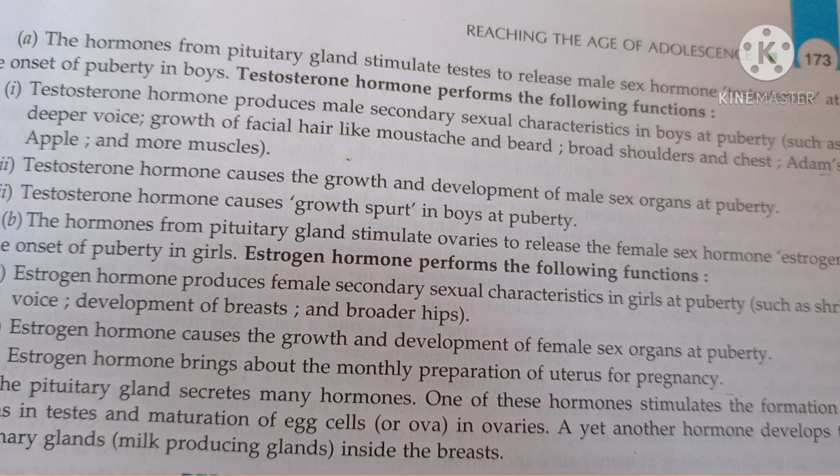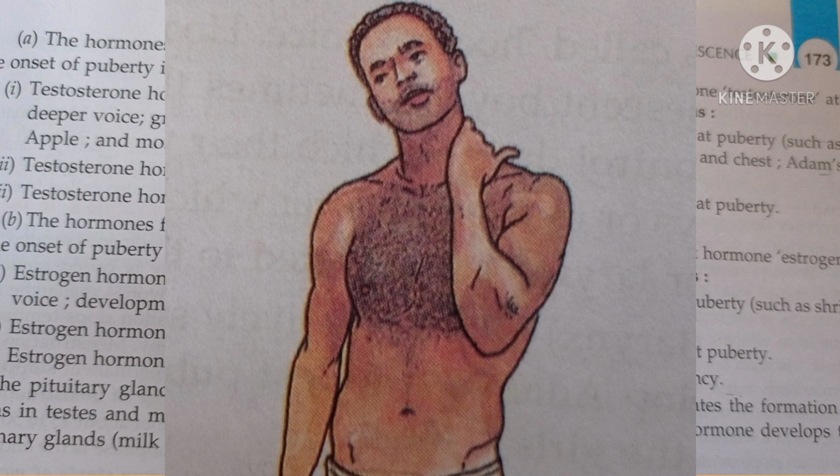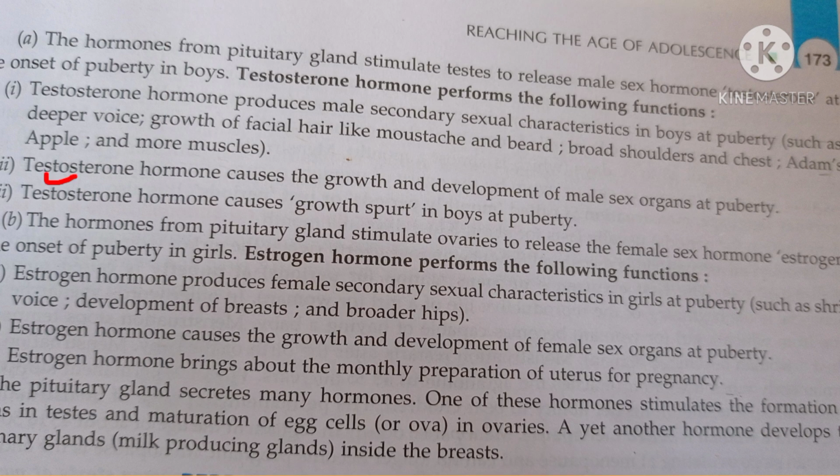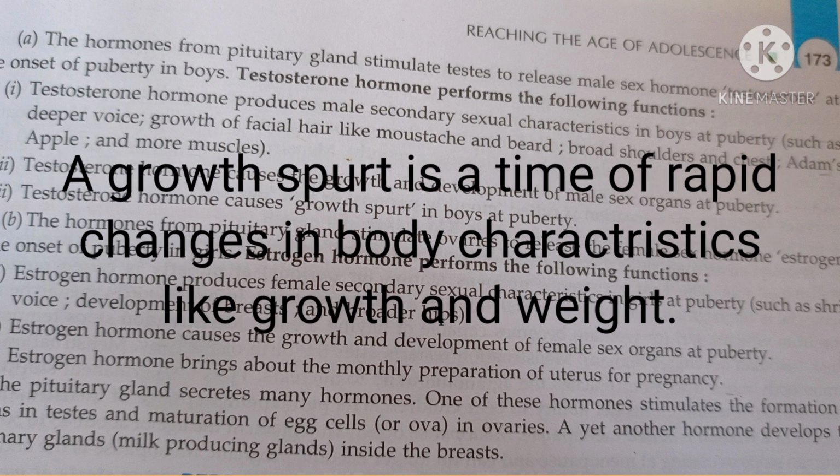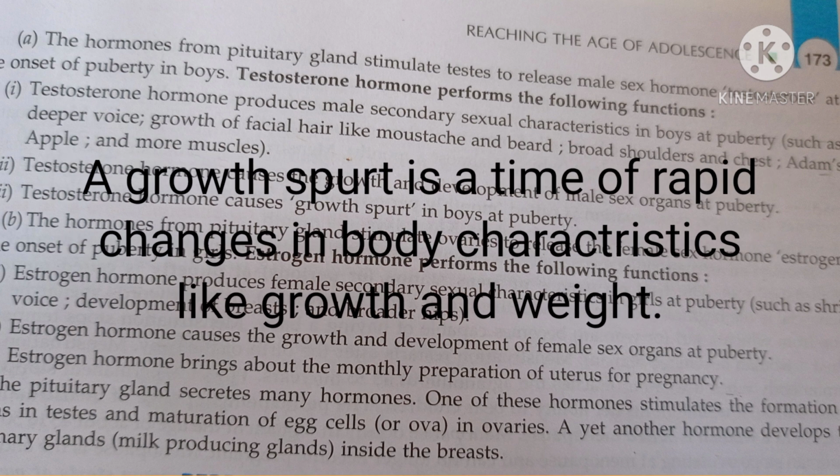Testosterone hormone performs the following functions. Number 1, it produces male secondary sexual characteristics in boys at puberty such as deeper voice, growth of facial hair like mustache and beard, broad shoulders and chest, Adam's apple and more muscles. Number 2, testosterone hormone causes the growth and development of male sex organs at puberty, and it causes growth spurt in boys at puberty. Now, what is growth spurt? A growth spurt is a time of rapid changes in body characteristics like growth and weight.